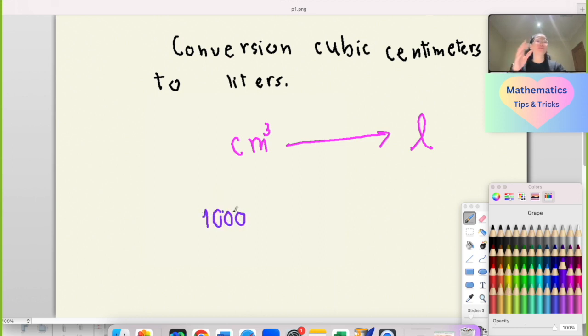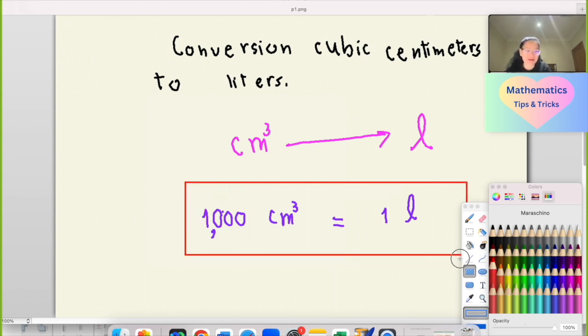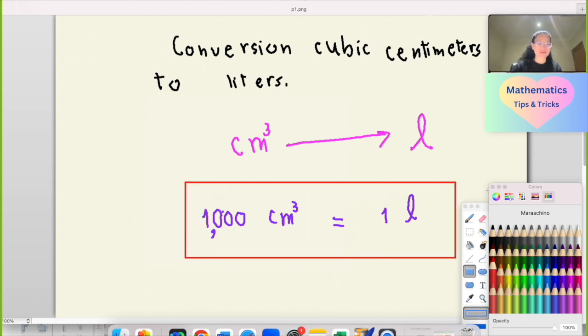For example, you see the bottle here. Can you see the bottle? Can you see the bottle of water? You need to know that 1,000 cm to the power 3 is equal to 1 liter. Write down with me.